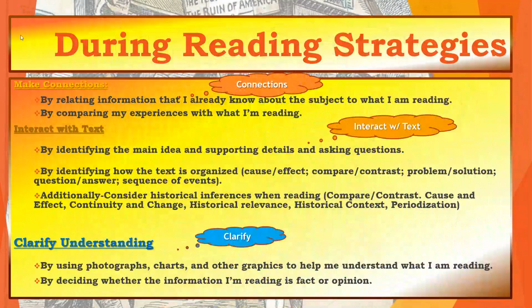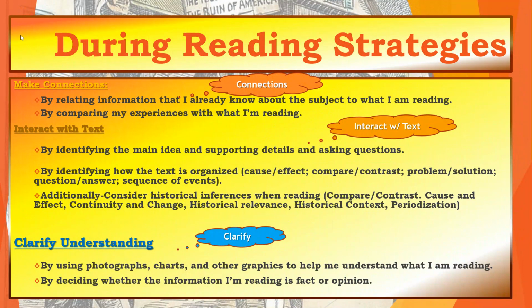Once again, if you've been following along with this, we use certain during reading strategies as we read: making connections, relating information we already know about the subject, comparing our experiences to what we're reading, interacting with the text, looking at the main idea and supporting details, and looking at how the text is organized. Additionally, considering the historical inferences: compare and contrast, similarities and differences, cause and effect, this leads to that, continuity and change, what stays the same and what changes over time, and historical relevance, how it relates to the modern world.